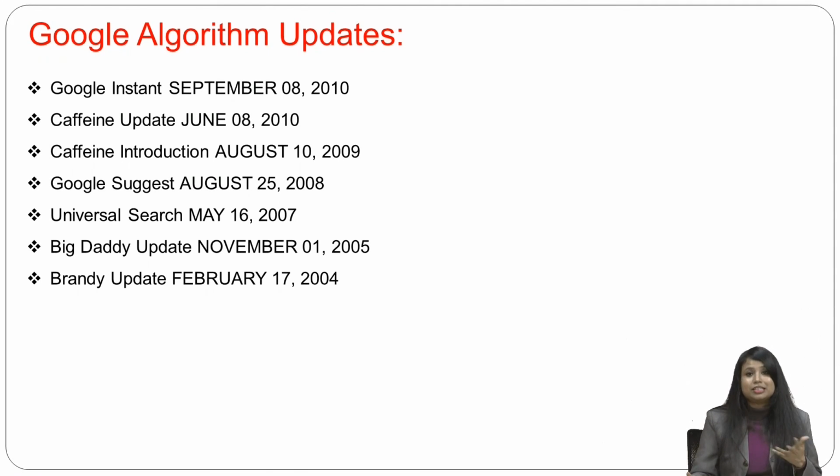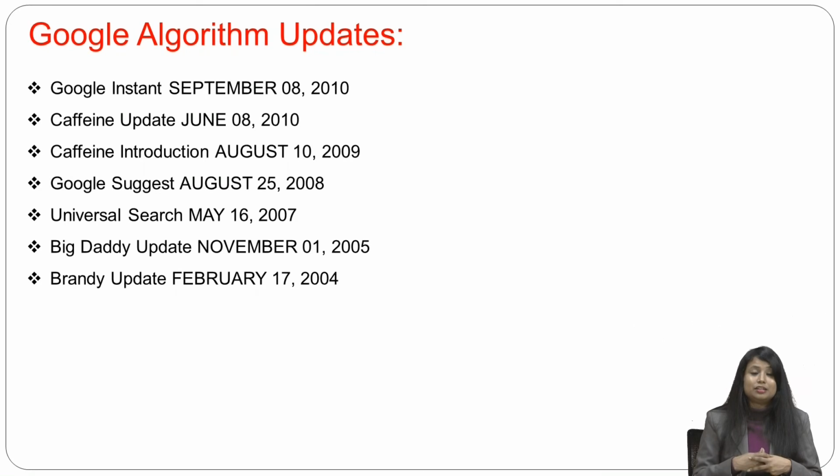And the another one was Universal Search. It came in the year 2007, on May 16th. It combines the results from Google's web, blog, news, video, images, local and book searches.